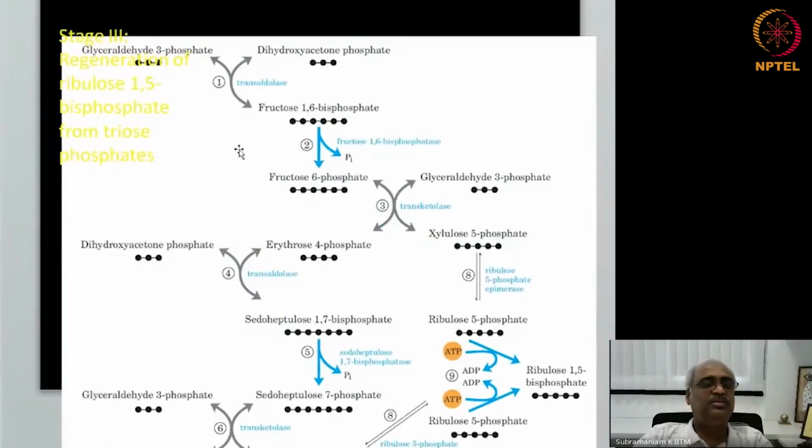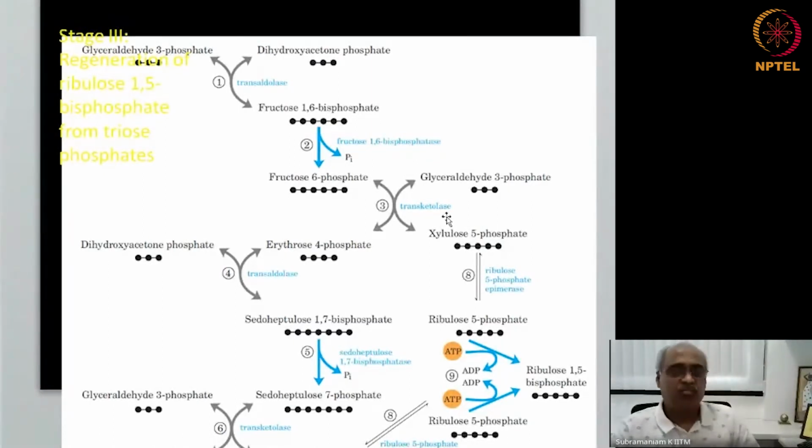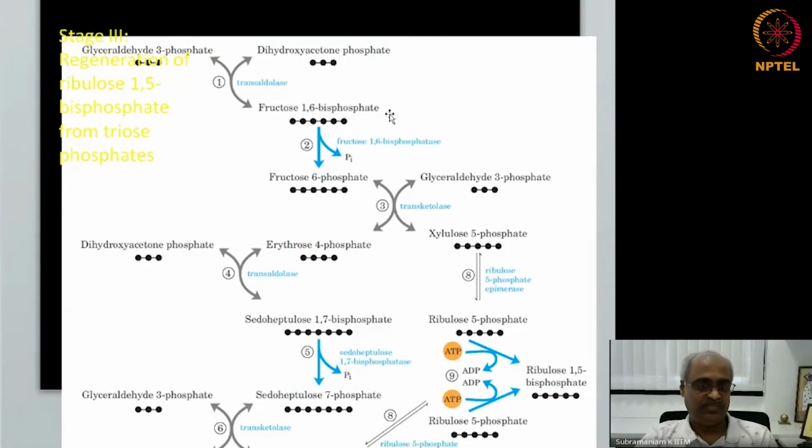So here the main enzymes are these transaldolases and transketolase. The transketolase is an important enzyme whose mechanism we are going to have a look at in the next slide. Quite simple but important. So here you have glyceraldehyde 3-phosphate and dihydroxyacetone phosphate, 3 carbon indicated by this, making the 6 carbon fructose bisphosphate. And the phosphatase removes 1 phosphate, giving you the fructose 6-phosphate.